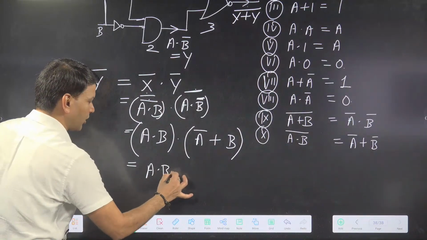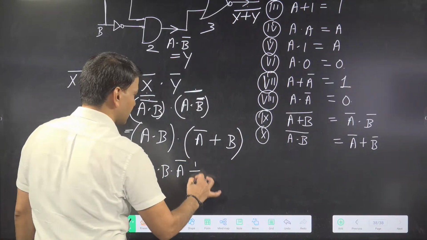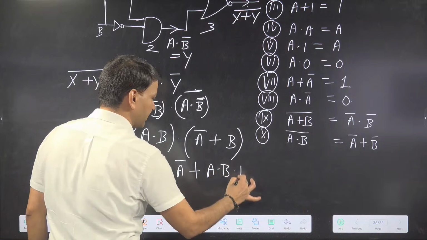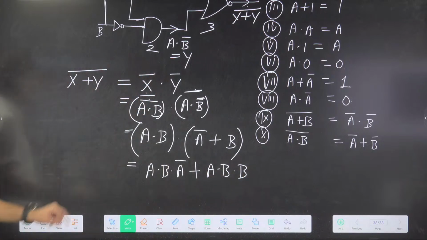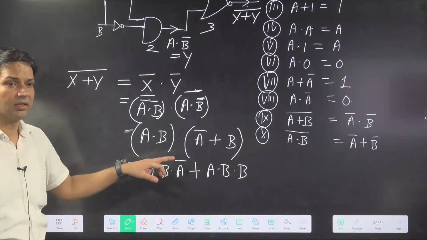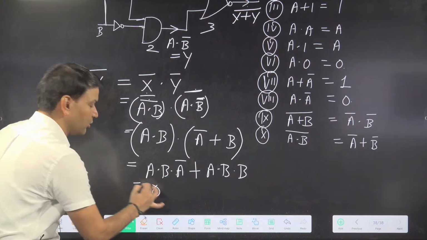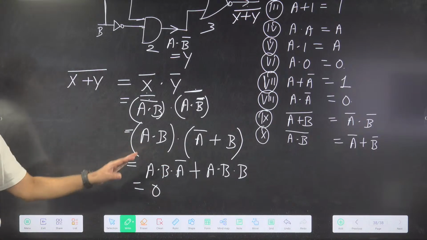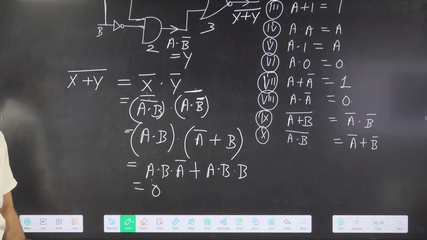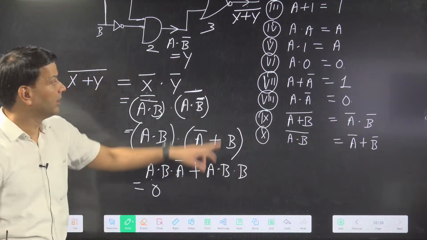A dot B dot A bar plus A dot B dot B. When you separate it, you get this. A dot A bar, what will you get? 0, whatever the value of A doesn't matter. And B dot B bar, what will you get? 0.